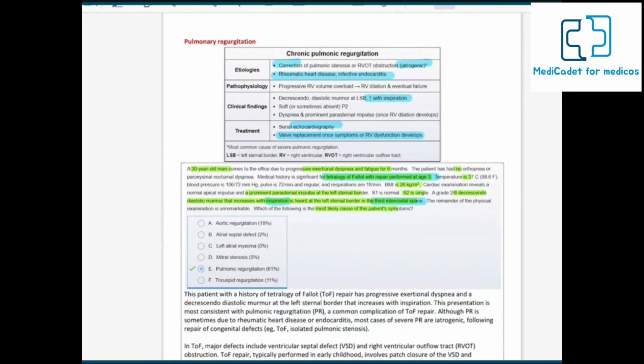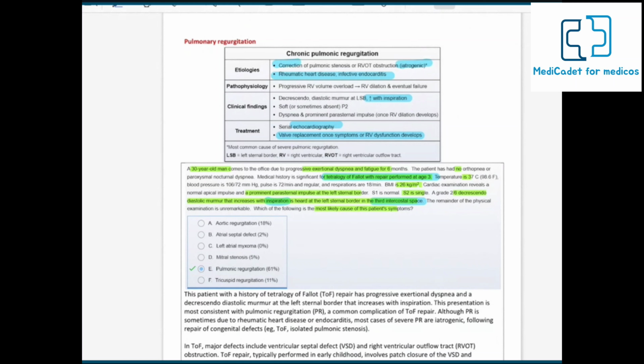Next is the pulmonary regurgitation. I just don't want you to get confused too much. The only place they will ask pulmonary regurgitation is after the valve has been repaired. Mostly, when do we repair the pulmonary valve? We touch the pulmonary valve when there is a congenital abnormality which is affecting the valve. That is most probably going to be TOF.